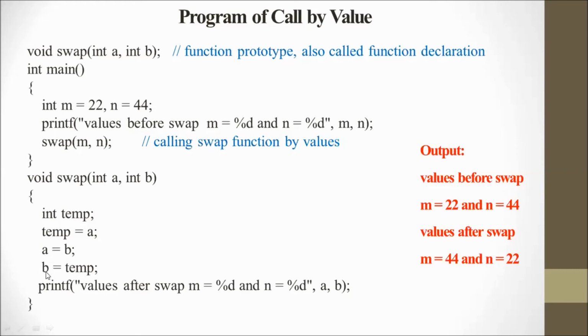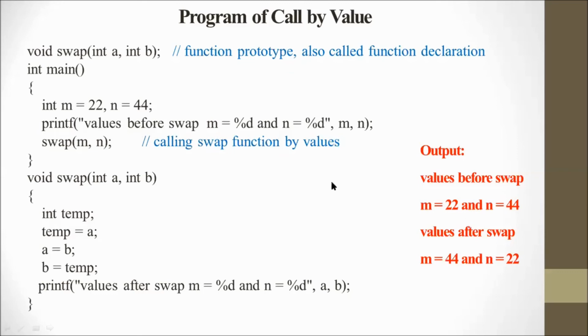So the values are swapped: a becomes 44, because at first a contained 22, which was copied to temp, and b contained 44, which was copied to a. Then the temp value is copied to b. Here we just swapped the values, and after the swap, m will print 44 and n equal to 22. This is the output.